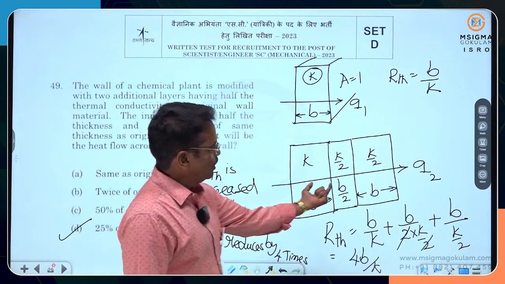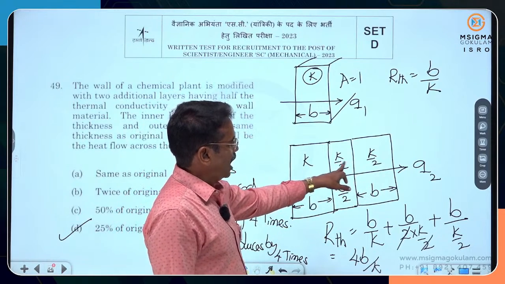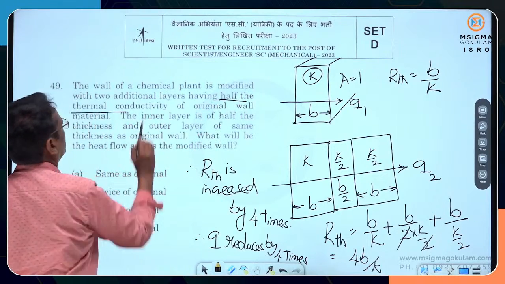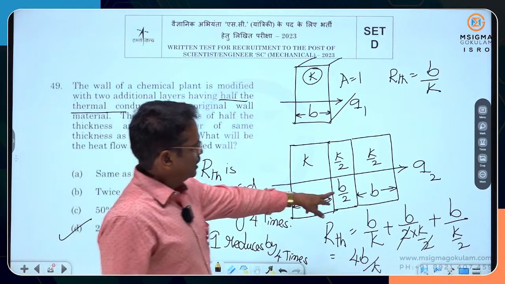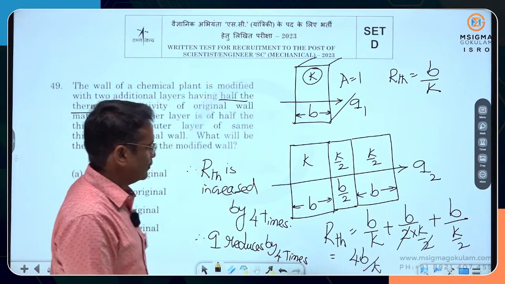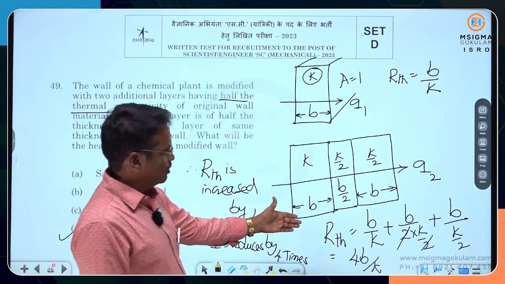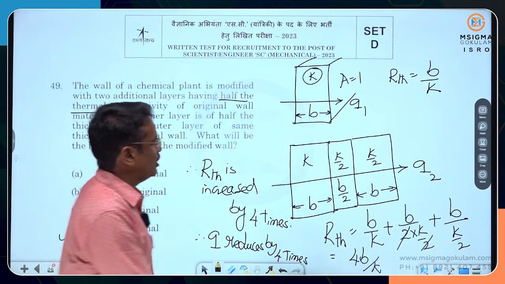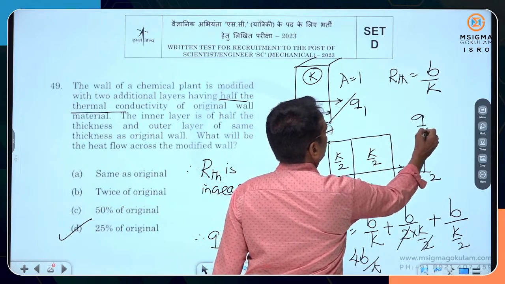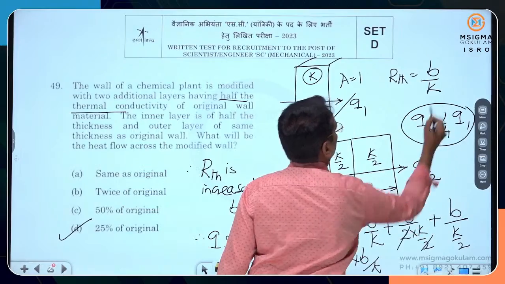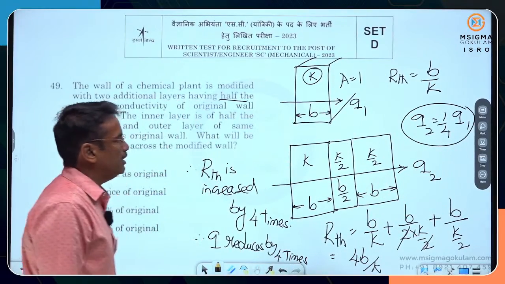We have added 2 additional layers having half the thermal conductivity of the original. The inner layer is half thickness and the outer layer is of the same thickness. So thermal resistance has increased by 4 times. Therefore, Q will reduce by 4 times. Q2 will be 1/4 of Q1.